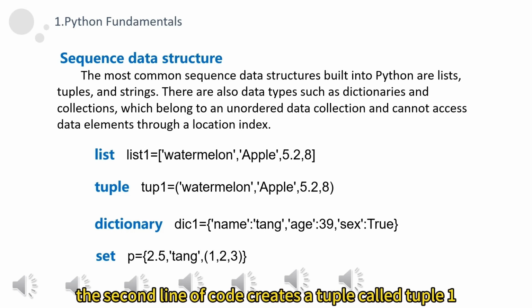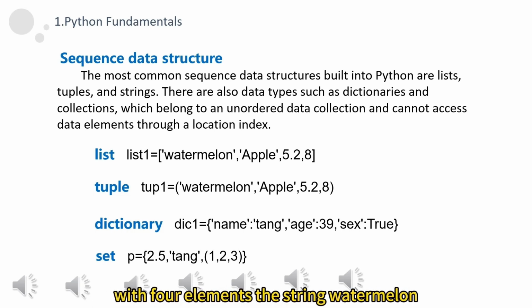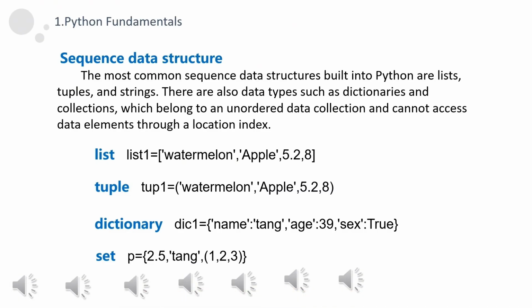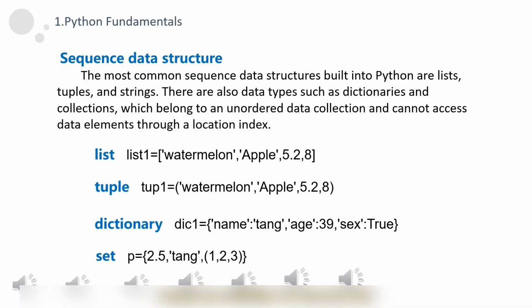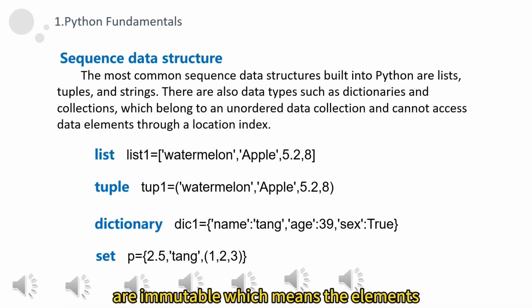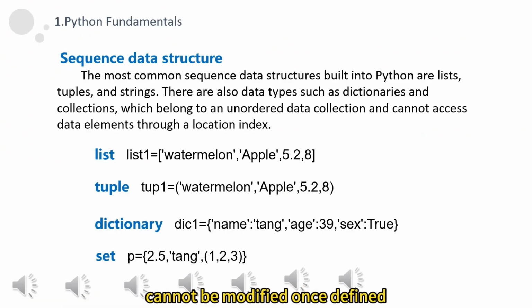The second line of code creates a tuple called tuple1 with 4 elements: the string watermelon, the string apple, the float 5.2, and the integer 8. Tuples are similar to lists, but are immutable, which means the elements cannot be modified once defined.